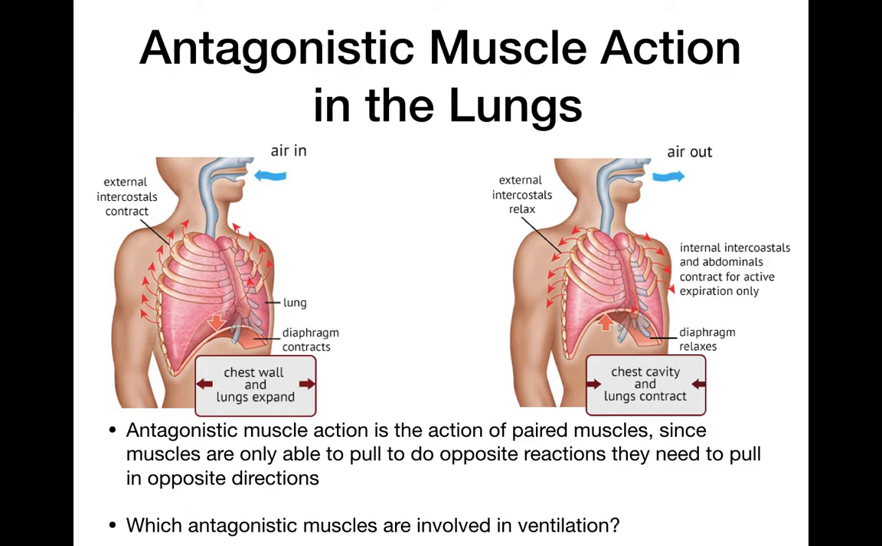Okay, so those are the muscle pairs in ventilation: the diaphragm with the abdominal muscles, and the external intercostals with the internal intercostals. Those are our sets of pairs.